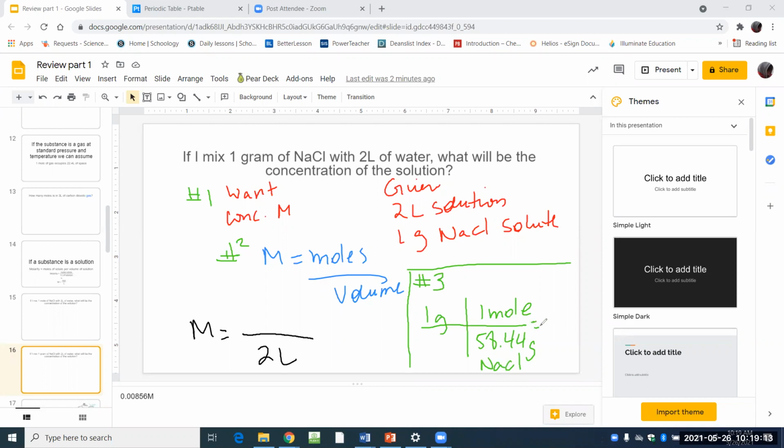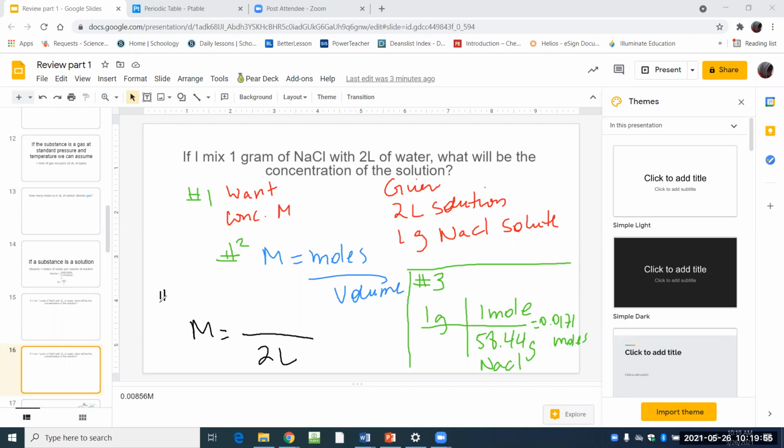And if I do that, I get a very small number. Let me get my phone, because I don't think I can do this in my head. Get a calculator going, and I have 1 divided by 58.44, and I get a very small number. Let me write it down. 0.0171, and that's going to be moles. Now this is going to be the number that's going to be here. So let me do it in black.